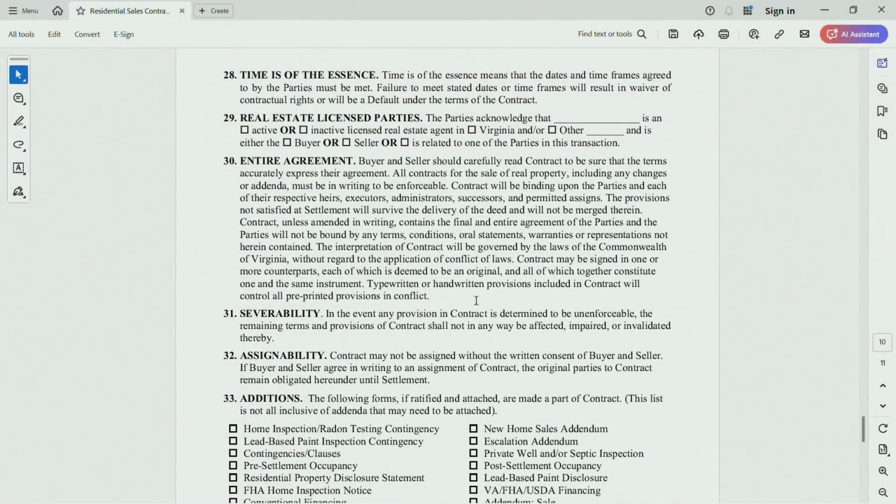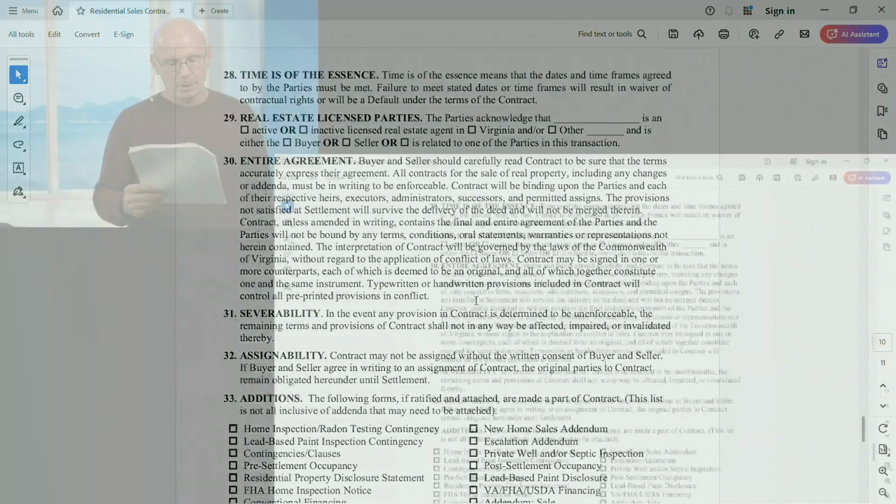Survivability: in the event any provision of this contract is determined to be unenforceable, the remaining terms and provisions of the contract shall not in any way be affected, impaired, or invalidated. And then 32 is assignability. This happens on occasion where you have a client who wants to somewhere along the line assign it to a company like an LLC or a corporation. This is just saying that without the seller's permission, that can't be done.